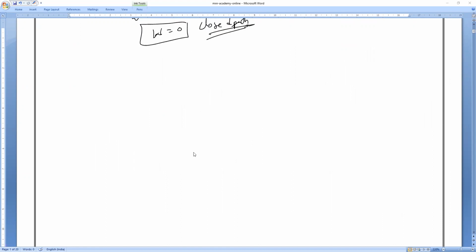Let me take question number 1. The given force is F equals x i cap plus y j cap. Is it conservative or non-conservative? That is our target.